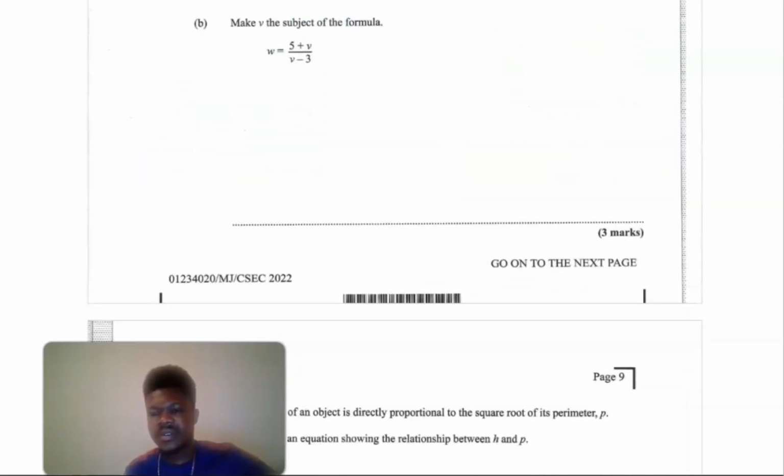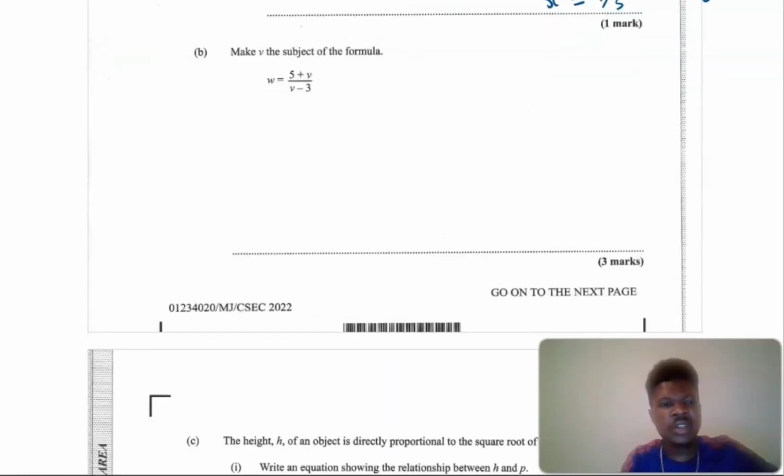Okay, so let's work on this question. Make v the subject of the formula. So it's w equals 5 plus v divided by v minus 3.